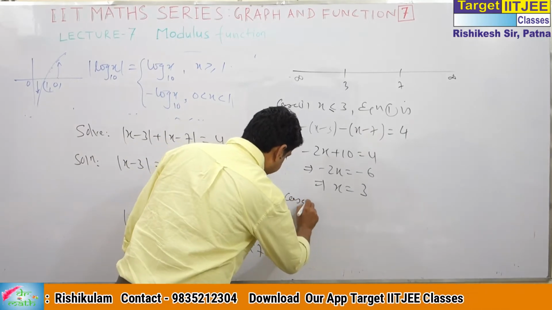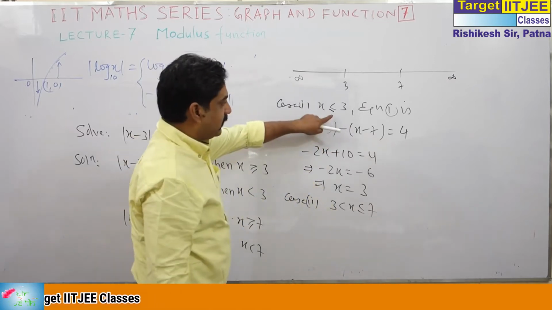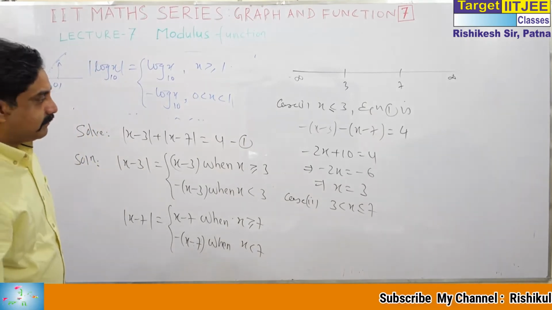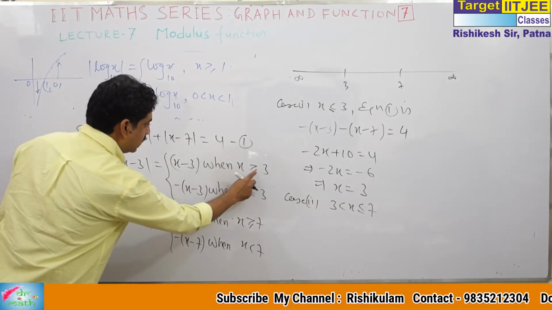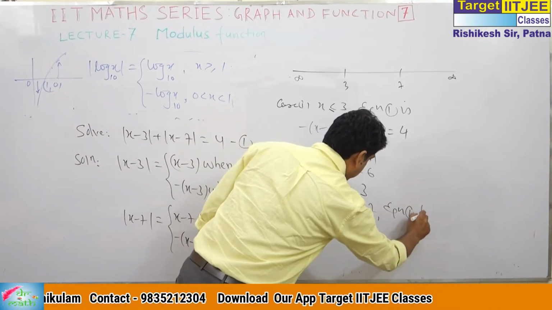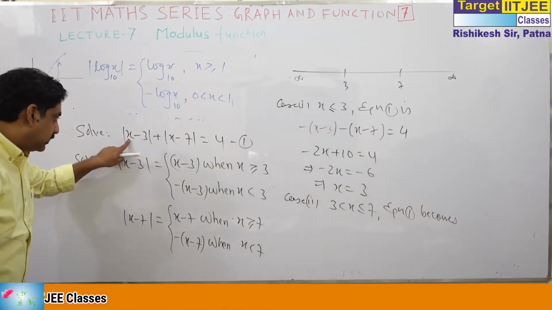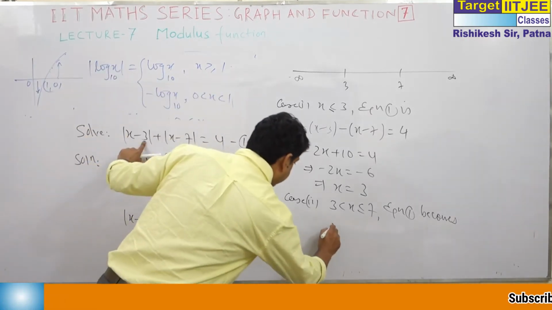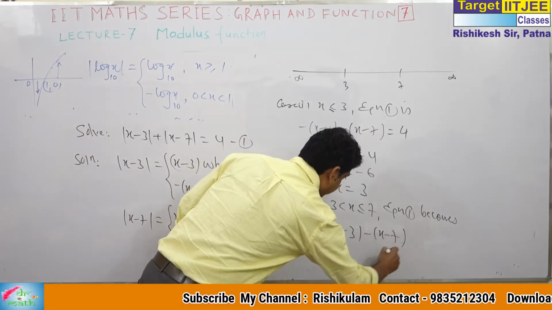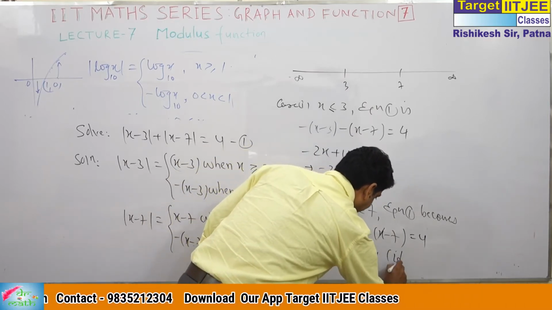Now case 2. Come to the second interval, 3 less than x less than or equal to 7. Since I have taken 3 here, if you want you can also take it here, it depends upon you. A point doesn't matter. What happens is this, 3 to 7 comes to this group, greater than 3. So what does equation 1 become? This is x minus 3 due to this. And this is actually minus x minus 7 is equal to 4. This is 4 is equal to 4. Identity.